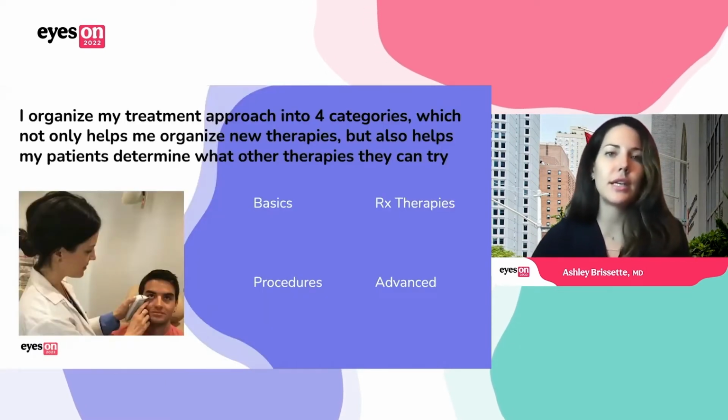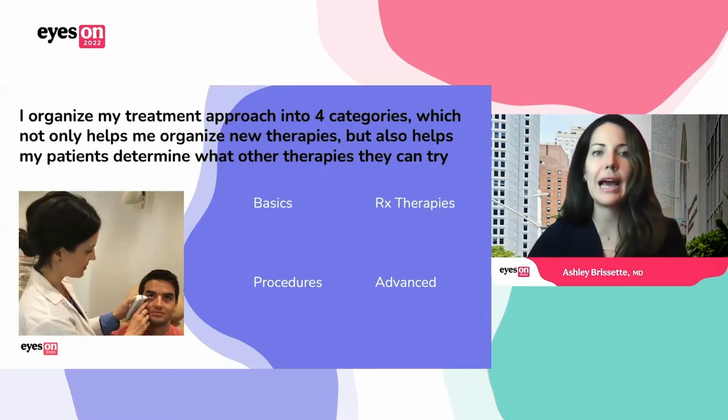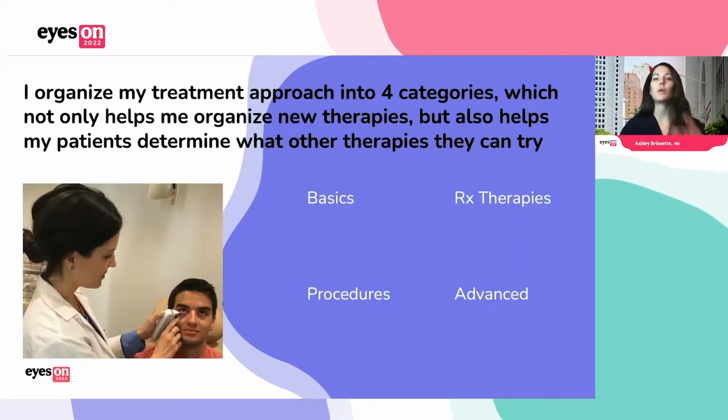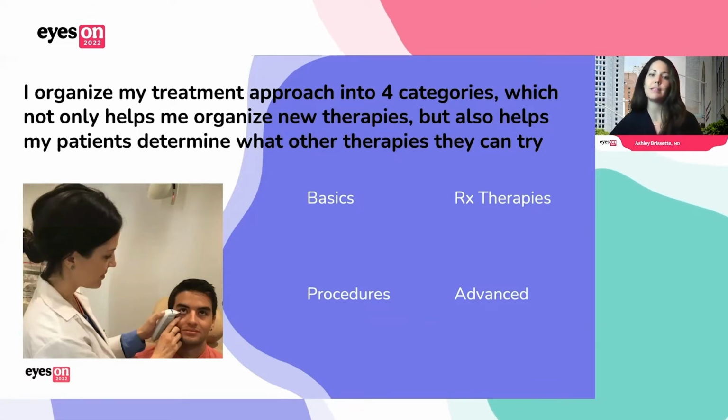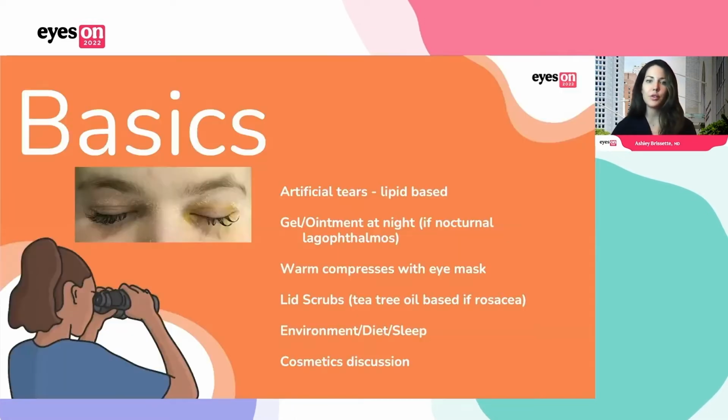So I tend to organize my treatment approach into 4 different categories. And I find that helps me organize, especially when newer therapies become available. And it also helps my patients determine what therapies might be more beneficial for them. So I organize it into 4 classifications. The first are the dry eye basics, which I recommend in general to all of my patients. And then we have prescription therapies, in-office procedures, and then lastly, more advanced therapies and things that we can try when patients are refractory to other treatments.